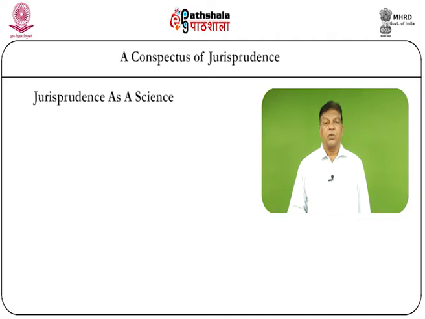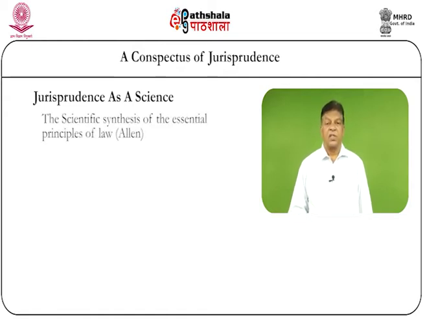The first is jurisprudence as a science. Science, we all know, is a verifiable truth. Science is a systematic body of knowledge. It is said by Allen that scientific synthesis of the essential principles of law is what is meant by jurisprudence.